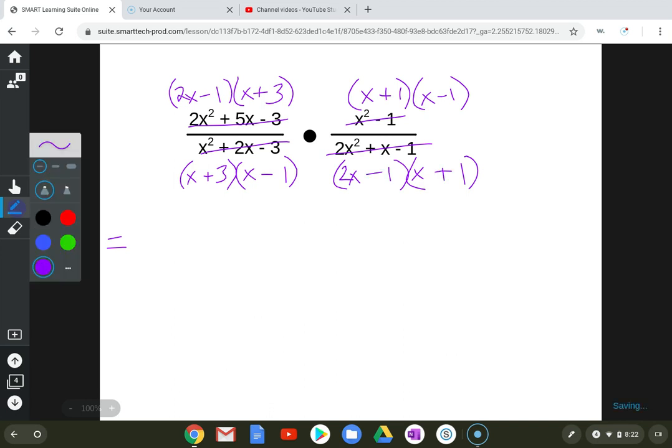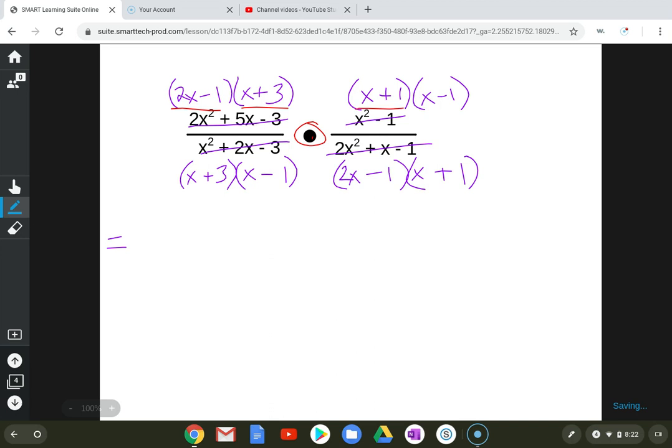All right, so we want a plus 2 and a minus 1. I'm going to grab a different color, and the fun thing is we are ready to just cancel. You can cancel anything that's on top with anything that's on the bottom. Why? Because we're multiplying. We're not adding, we're multiplying. So all of these are factors. So you can cancel. Let's see. 2x minus 1, goodbye. X plus 1, goodbye. X minus 1, goodbye. X plus 3, goodbye.